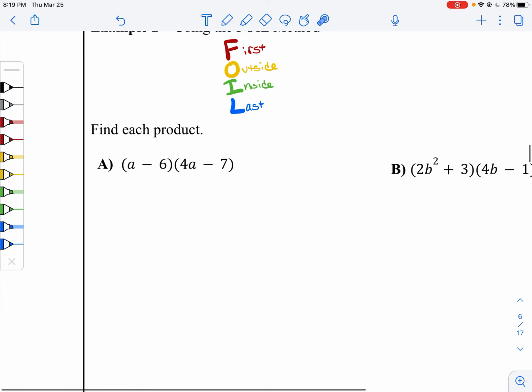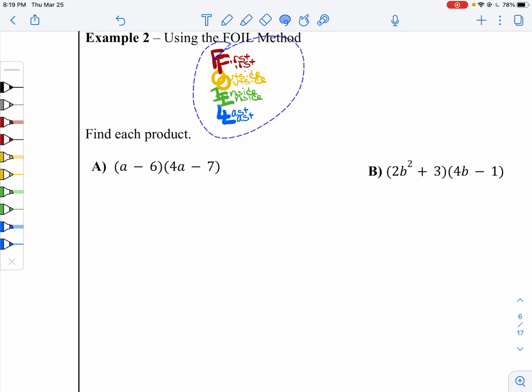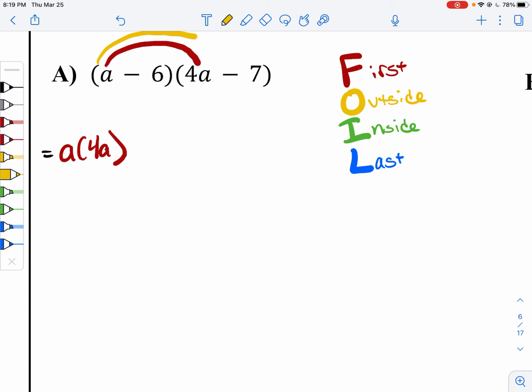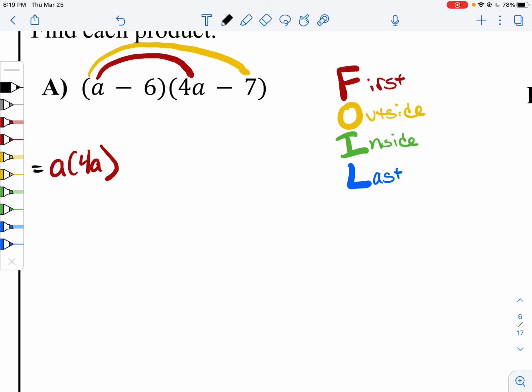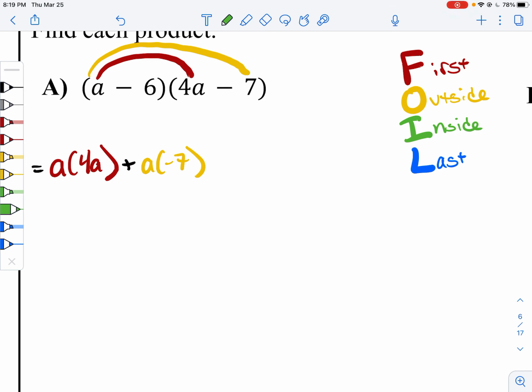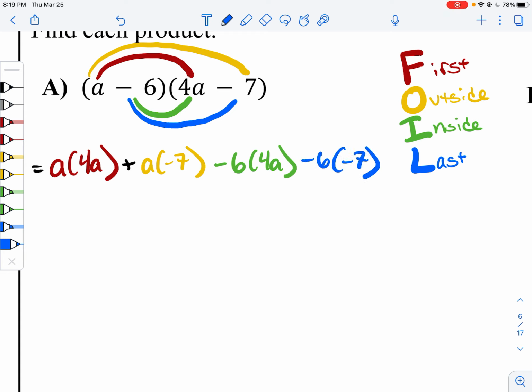Okay, here we go. Let's do it. FOIL it. First, outside, inside, last. So the first thing we're going to do is A times 4A. And then we'll do our outside, A times negative 7. And then we'll multiply our inside numbers, negative 6 times 4A. And then we'll multiply our last numbers, negative 6 times negative 7.